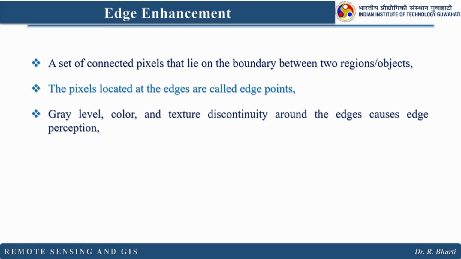Gray level, color and texture discontinuity around the edge cause edge perception. Because of gray level changes or any color level changes, so intensity of the color, or intensity from white to black, that will give you gray levels, and texture discontinuity. Discontinuity means that it is not continuous, right. So that will give you the perception that an edge is present in this particular portion of the image. Position and orientation of the edge are key properties. So let us see some examples.